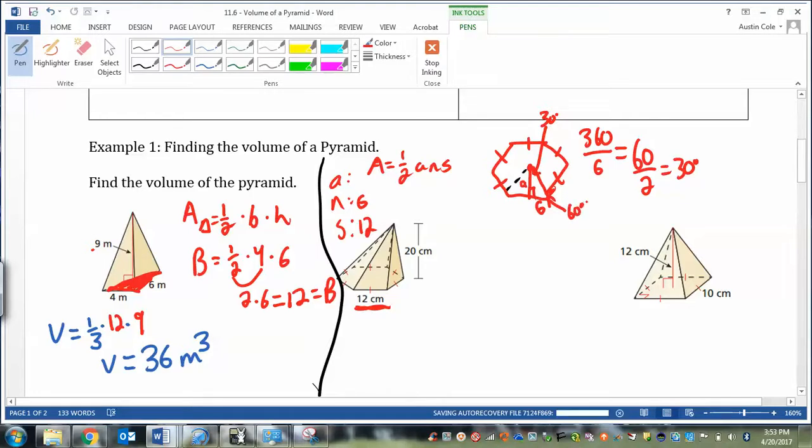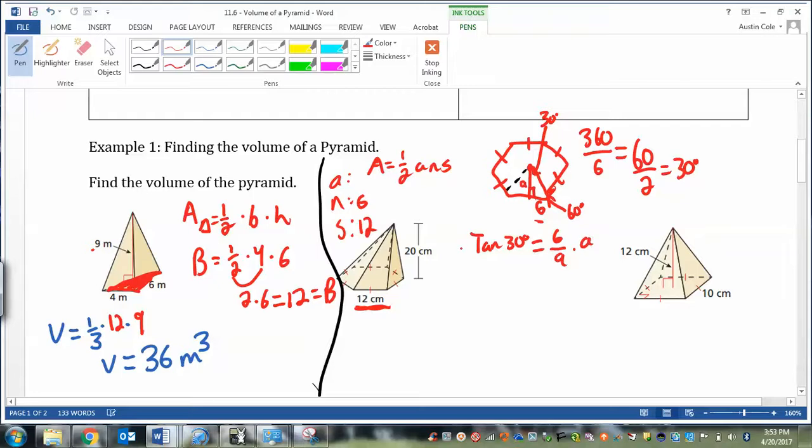So we have 30 degrees, and we have an opposite side, and we have an adjacent side. Opposite over adjacent is TOA. So we're going to take tangent of 30 degrees, and that's going to equal the opposite, which is 6, over the apothem.